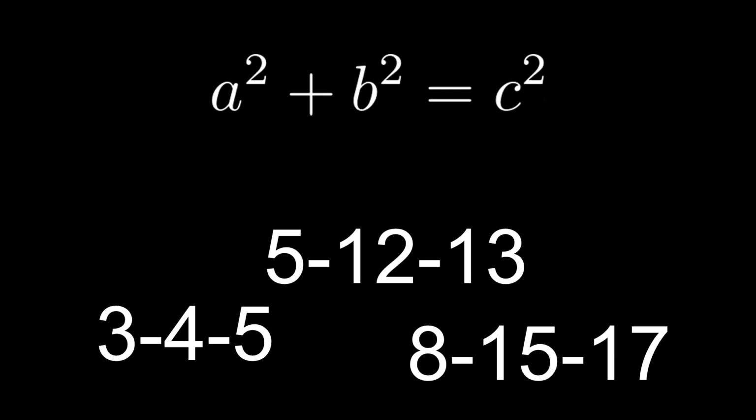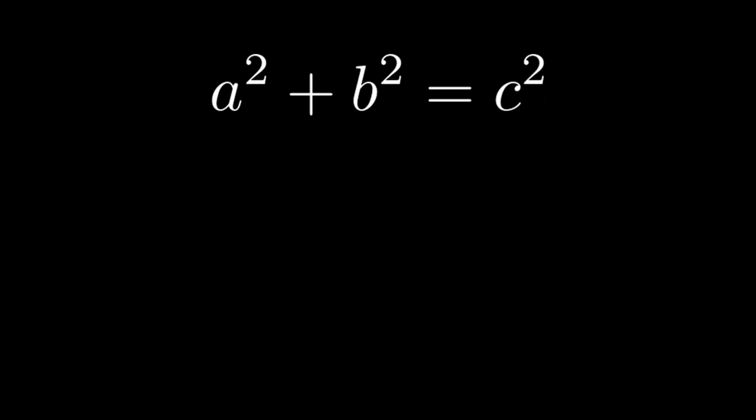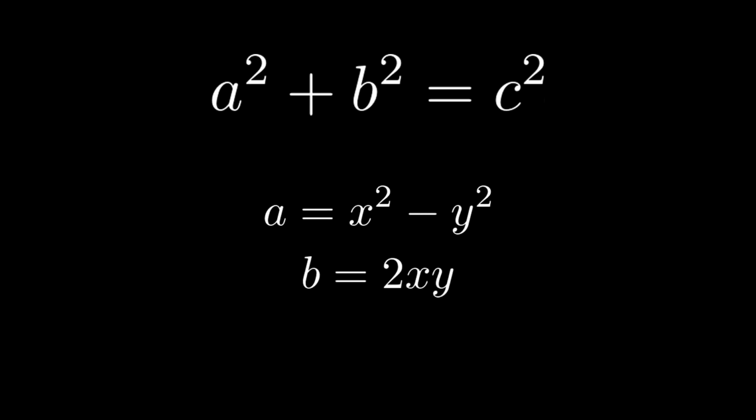Now these numbers may seem random at first, but, believe it or not, there is a pattern and we can write out a formula for these triples. For any triple, a is equal to x squared minus y squared, b is equal to 2xy, and c is equal to x squared plus y squared. Because each side is positive, x must be greater than y.